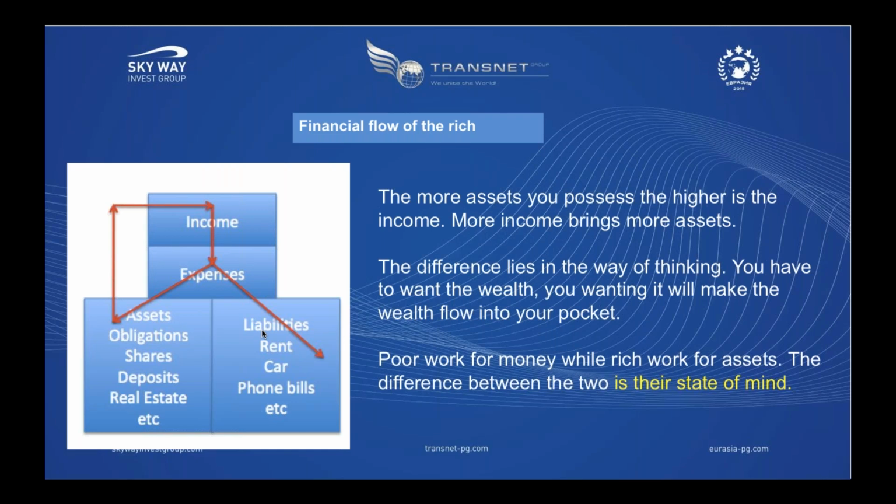We want to have the mindset of the rich person. The financial flow of the rich is completely different. A rich person receives multiple income sources, because a rich person would never rely on only one income source, as it's very dangerous. We will talk about this later as well. More income will bring you more assets, and assets are tools which can provide you with even more income. Assets could be applications, shares, deposits, real estate, whatever it is. Then you have enough assets to cover your expenses and liabilities.